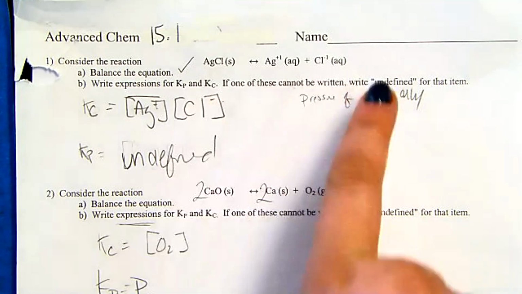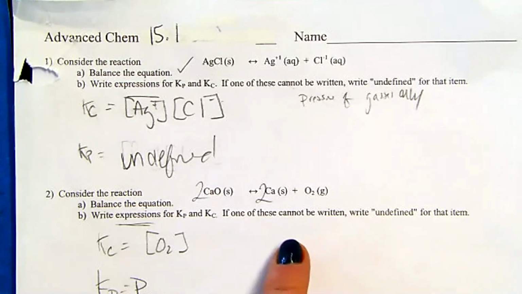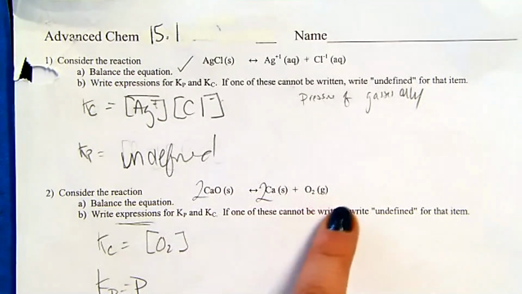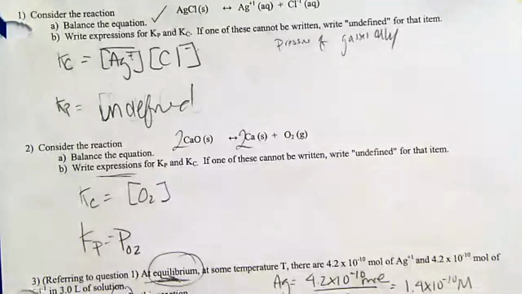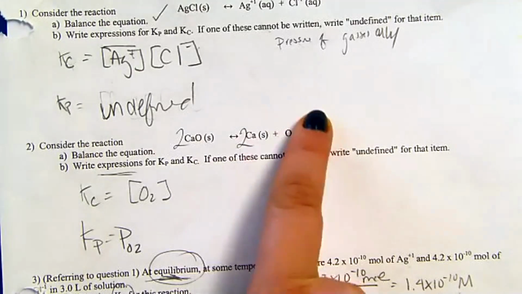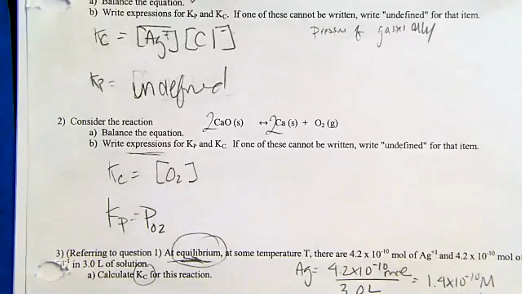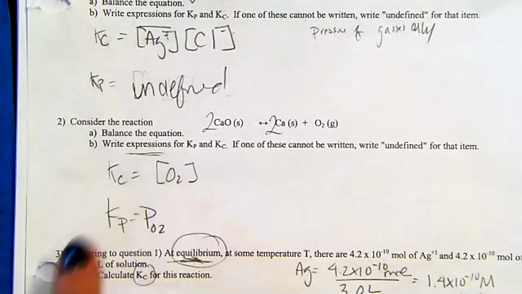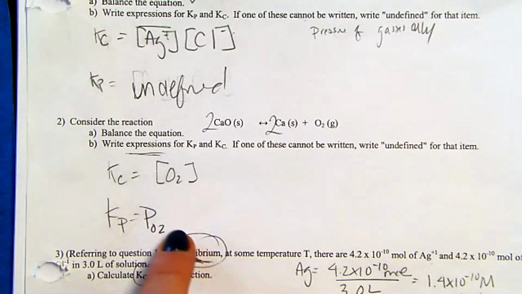For the second one, that was balanced. Make sure this is balanced, because that's going to matter, well, I guess this one it worked out. So there it's balanced. Solid, solid, gas. That's the only one represented in your equilibrium expression. So your Kc is the concentration of O2. Your Kp is the pressure, subscript O2.